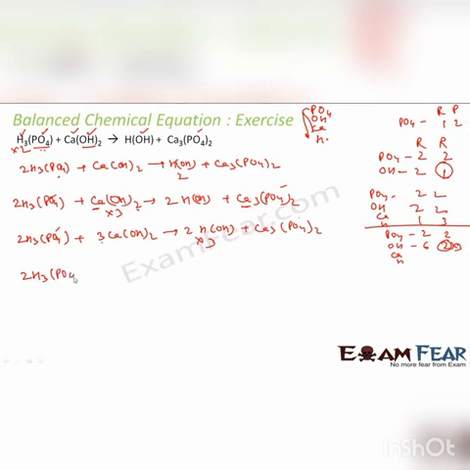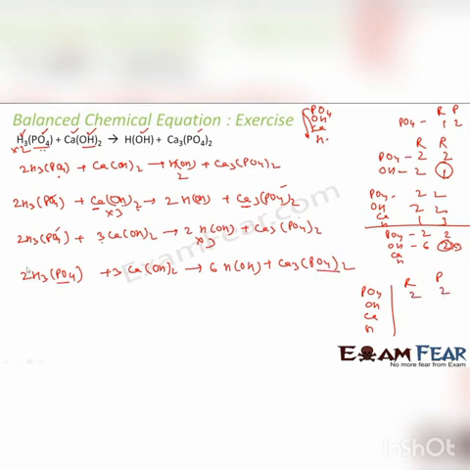So now you get 2H3PO4 plus 3 calcium hydroxide is equal to 6 HOH plus Ca3(PO4)2. Now let's again see the balance thing. So we have PO4, OH, calcium and hydrogen, and we have reactant and product. So we have PO4 2 pieces, right? This guy is 2 into 1, this guy is 1 into 2.